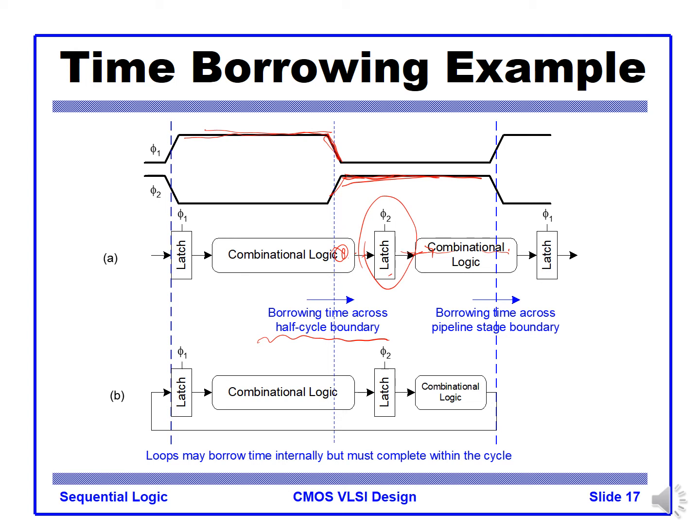But if there is a loop inside the time borrowing, then this loop must complete within one cycle. You can think of this as a flip-flop. If you put this phi1 and phi2 together, then it becomes a flip-flop, right? A flip-flop system must complete each cycle within one cycle, right? Even though you get time borrowing, it must complete within the cycle, right?